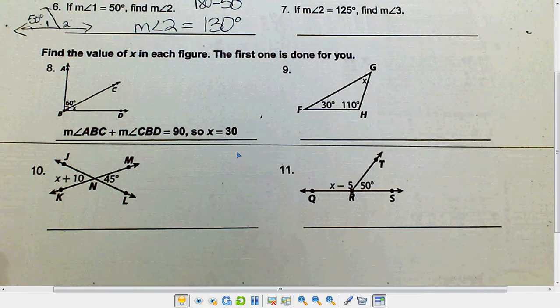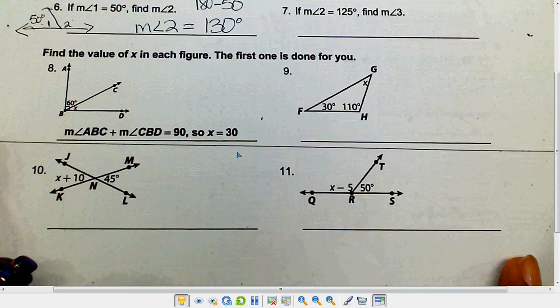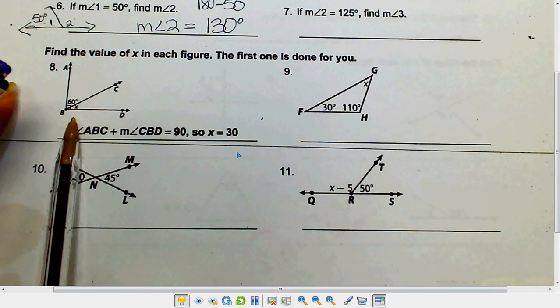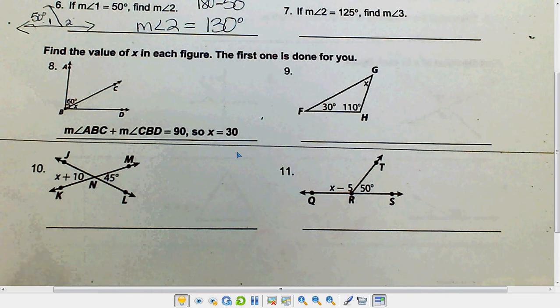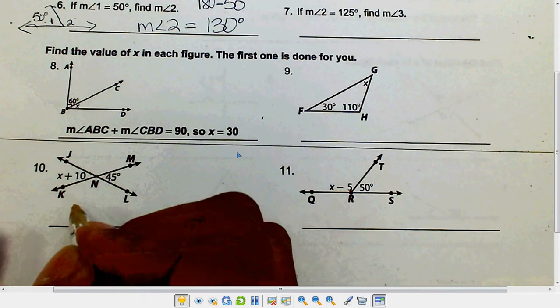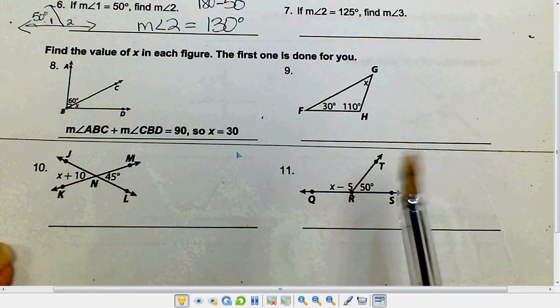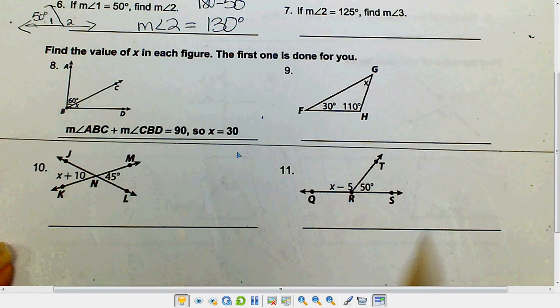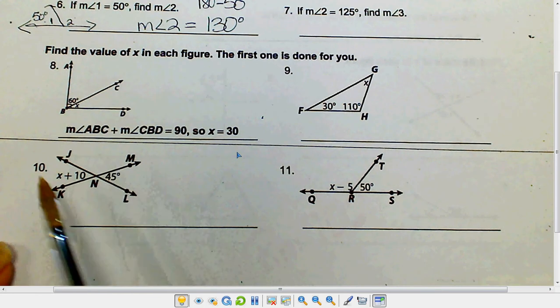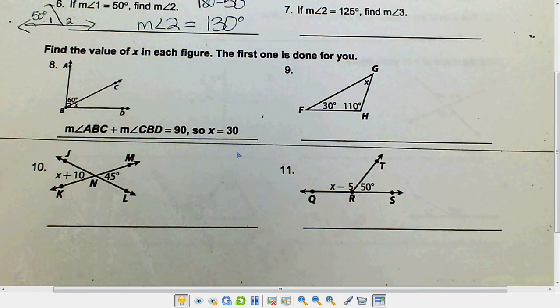Number 8. This time we have complementary angles. There you go. Beat me saying it. So since they are complementary, then that means that they should add up to 90 degrees. So they did the first one for you, but now we're fixing to get into the part where we're going to start using our equations to solve. So we're going to do a little bit more to this problem so that we can see how we arrived at that 30 degrees.